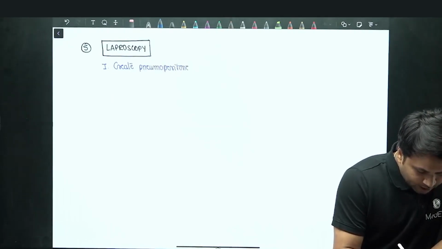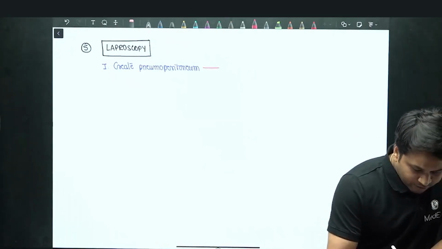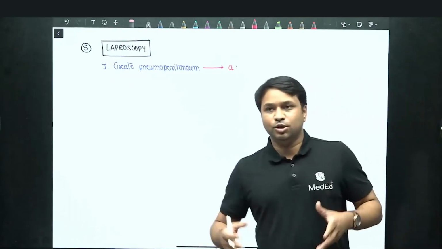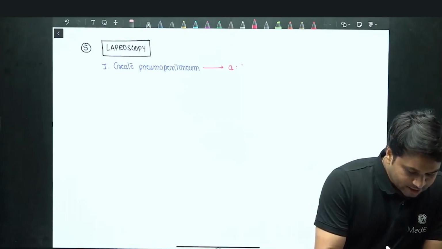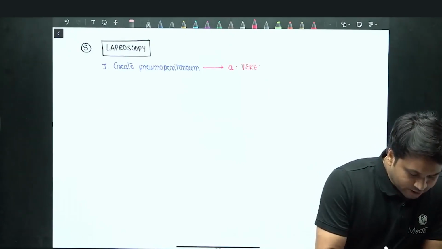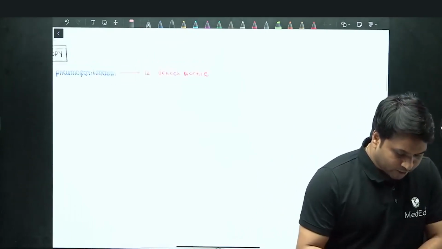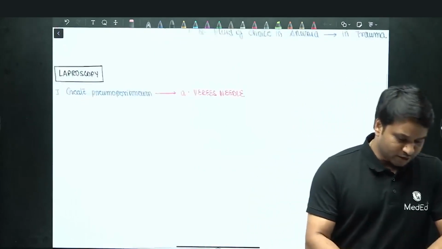Now, in order to create pneumoperitoneum, the first thing that you will do is to take an access. You need to take an access in order to create a pneumoperitoneum, and the access is taken by your Veress needle, right? Now, when we talk about the Veress needle, a quick component: what is the angle of insertion?